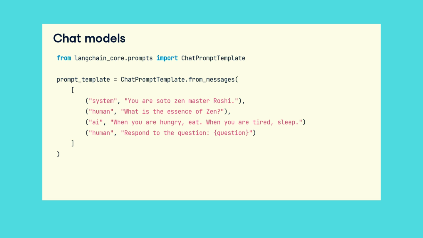This is structured as a list of tuples, where each tuple contains a role and message pair. This list is then passed to the fromMessages method to create the template. In this example, we can see three roles being used: system, human, and AI. The system role is used to define the model behavior, the human role is used for providing inputs, and the AI role is used for defining outputs, which is often used to provide additional examples for the model.